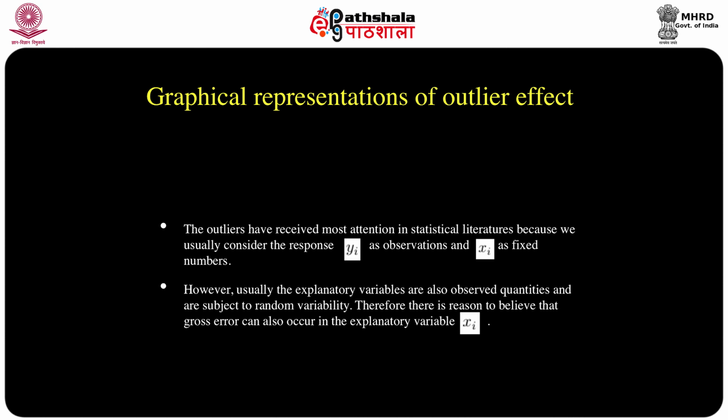The outliers, which are the influential points in the response variable y, have received most attention in statistical literature because we usually consider the response variable yi as observations and xi as fixed numbers. However, usually in real life, the explanatory variables are also observed quantities and are subject to random variability. Therefore, there is definitely reason to believe that gross errors can also occur in the explanatory variables xi.